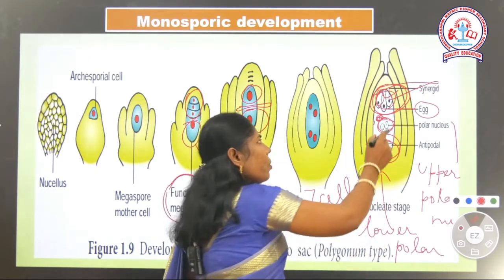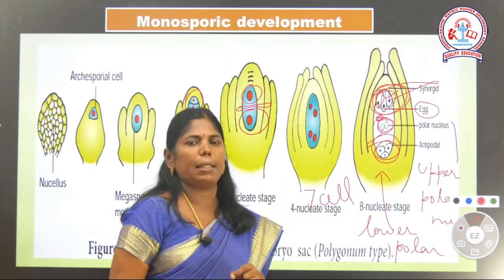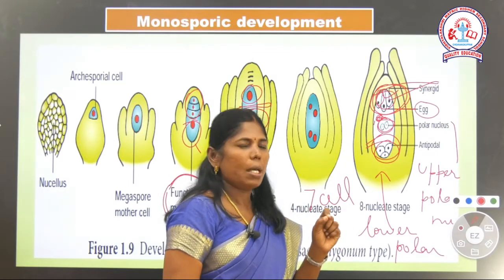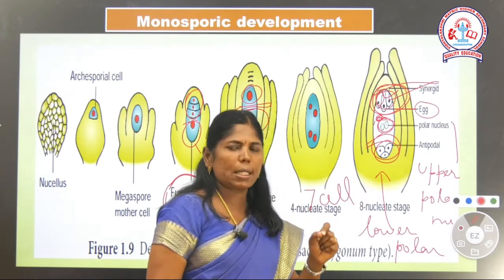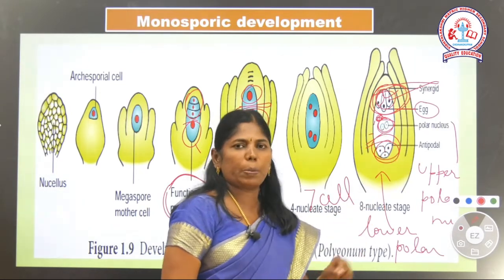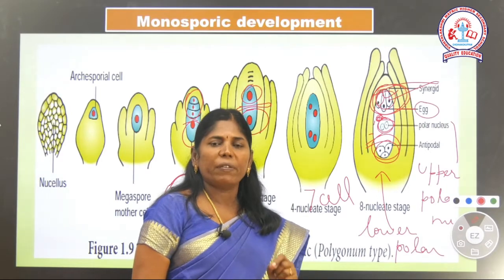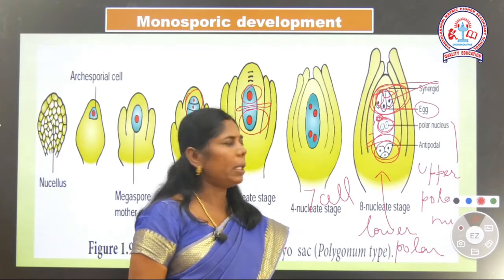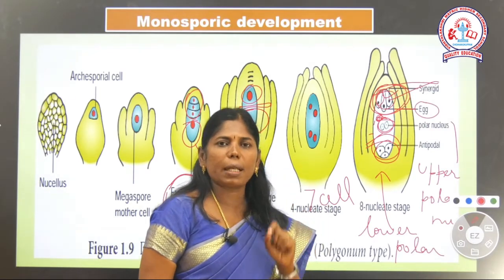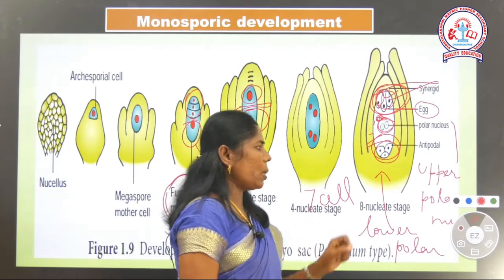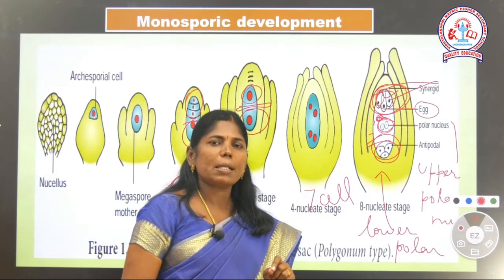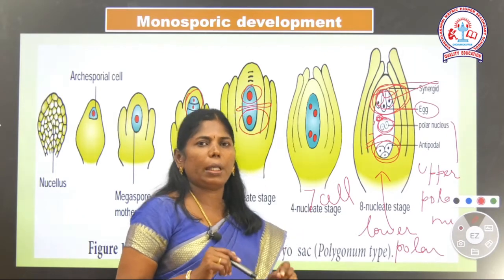But what about the center, the polar nuclei? They have a single cell, but it has 2 nuclei. So that is known as the polar nucleus. We know very well that after fertilization the polar nuclei change into the endosperm. The polar nuclei are fertilized by the second male gamete to form the endosperm, isn't it? The egg undergoes fertilization to form a zygote. This condition is known as the polygonum type. Polygonum type means it has a 7-celled stage and 8 nuclei are present.